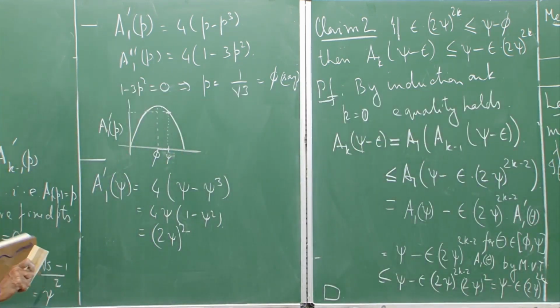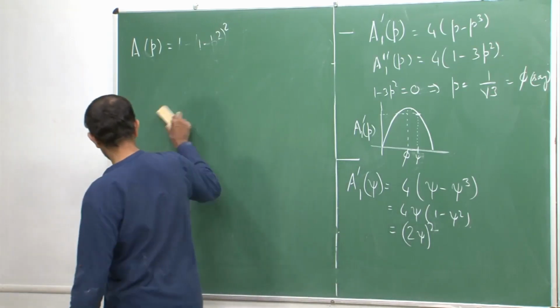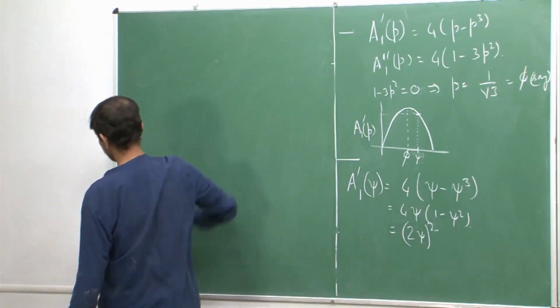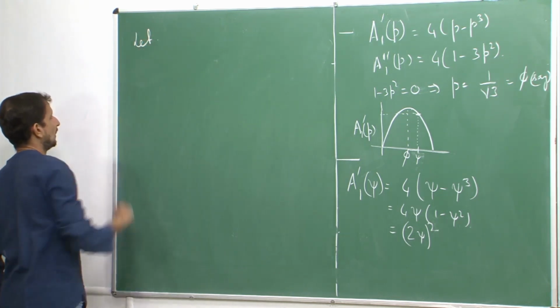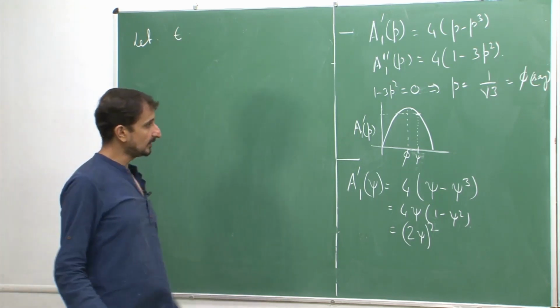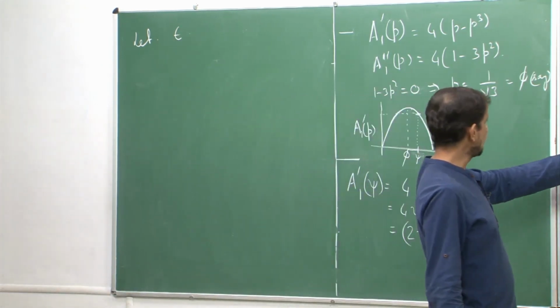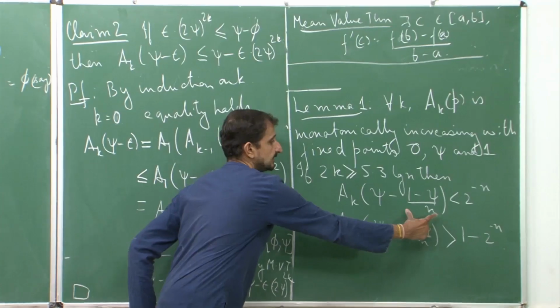So, essentially what this claim is saying. Let us try to see what we get from this claim. For that we will just substitute some values. So, let epsilon be. What is epsilon over here? I am using psi minus epsilon and I want to get this quantity.